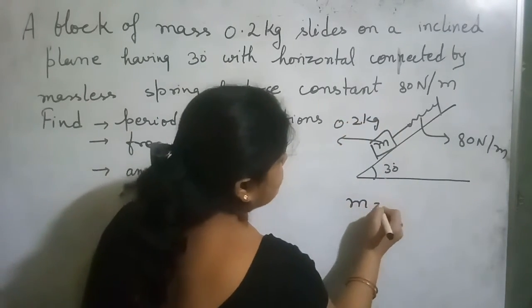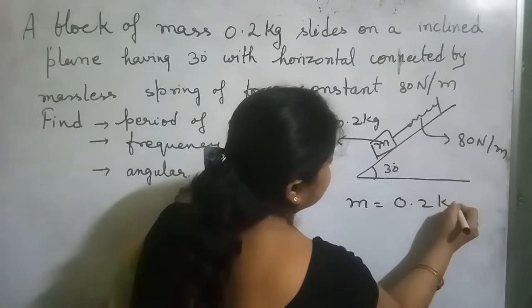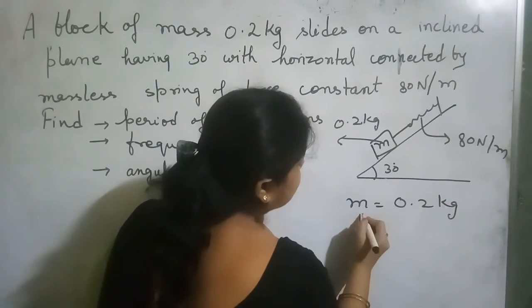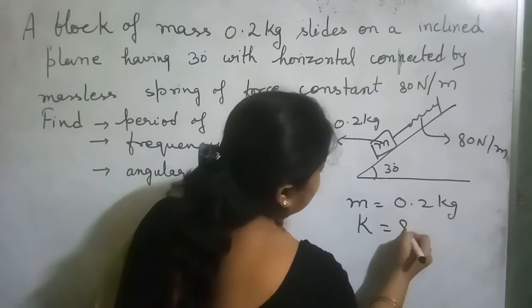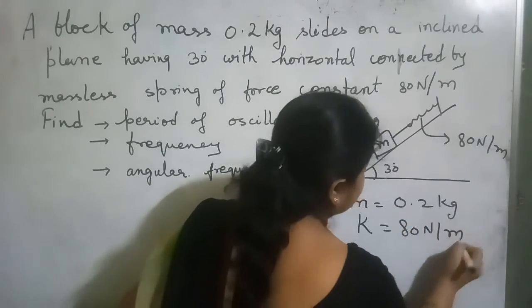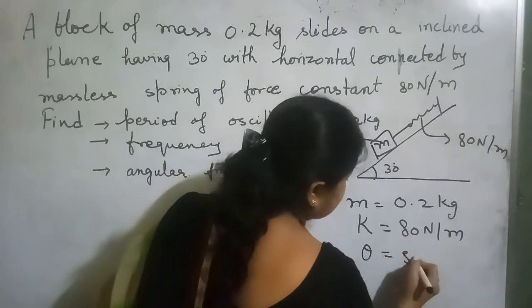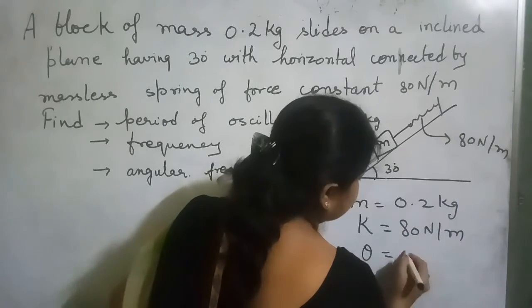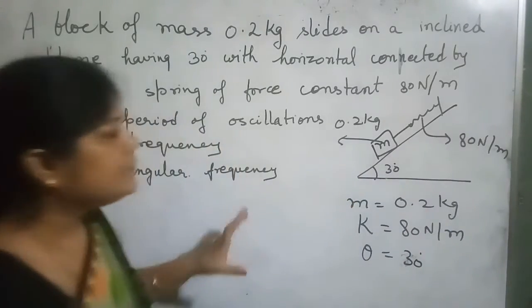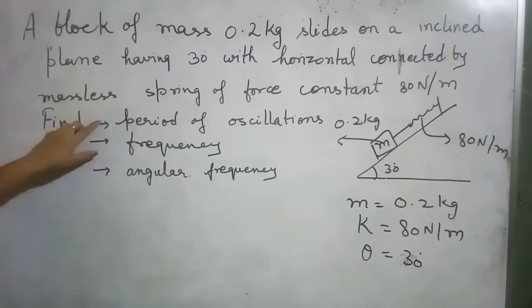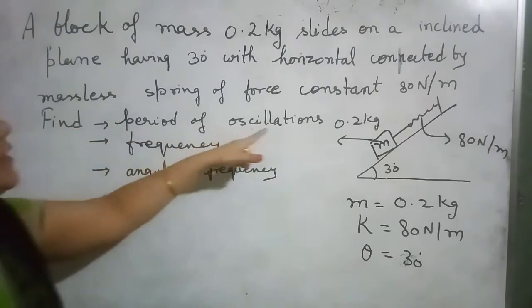Okay, mass is equal to 0.2 kg, force constant k is equal to 80 Newton per meter and angle of inclination is 30 degree. Clear? It is given in the question. We have to find the frequency of the oscillations.